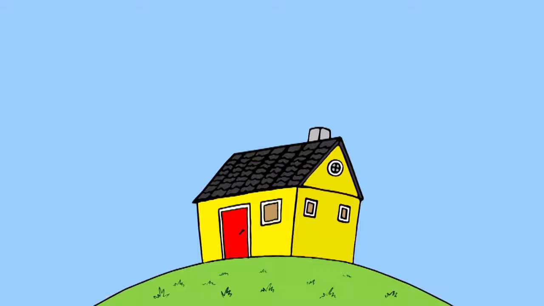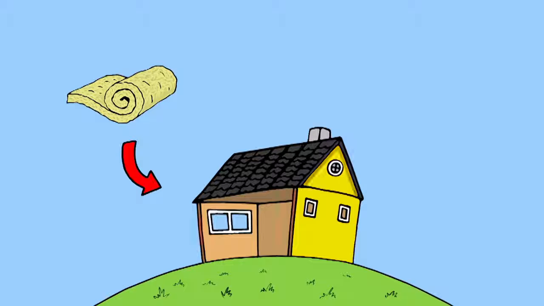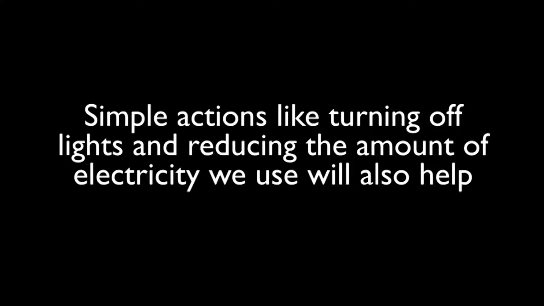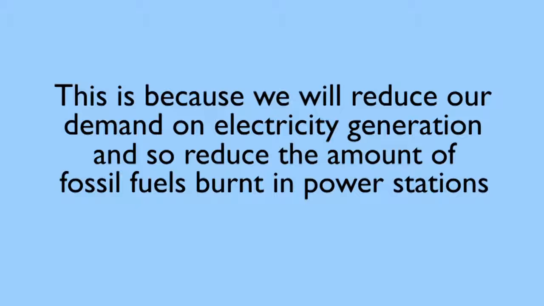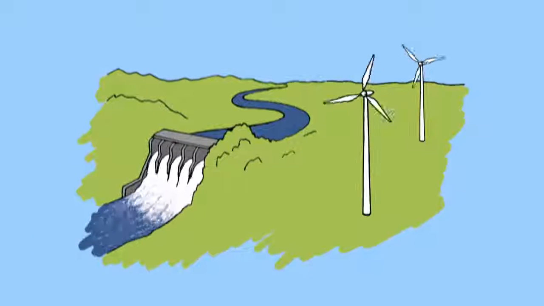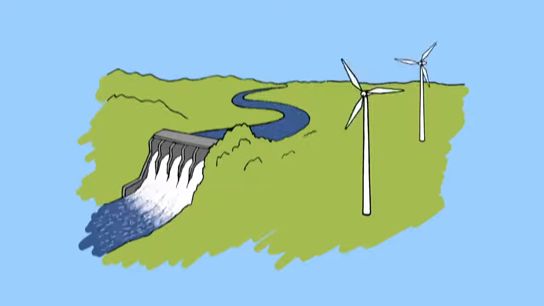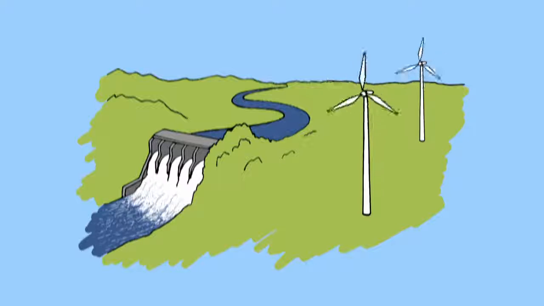We can also reduce outside particulate matter by ensuring that we're more energy efficient in our homes. Homes that are better insulated do not need as much heating or cooling and so burn less fossil fuels. Similarly, simple actions like turning off lights and reducing the amount of electricity we use will also help. This is because we will reduce our demand on electricity generation and so reduce the amount of fossil fuels burnt in power stations. Finally, the scientific community has a responsibility to develop alternative energy sources, as these do not produce any particulate matter and are beneficial to our health and environments.